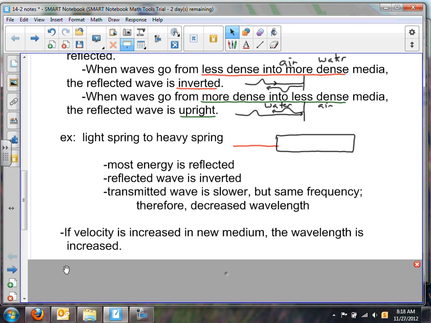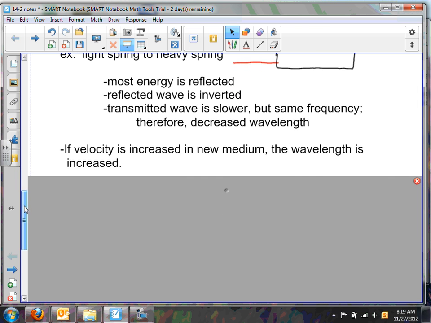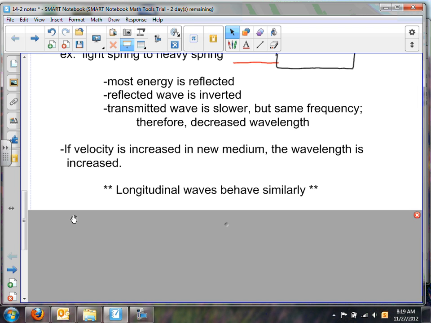If your speed is increased in a new medium, then the wavelength has to be increased, because the frequency is going to be kept constant. Frequency will be kept constant because that's provided by the source. My hand is making waves or something like that. And longitudinal waves behave similarly. They're just harder to show a compression wave doing that.